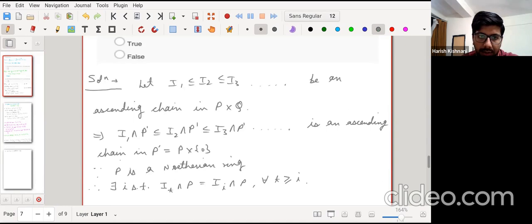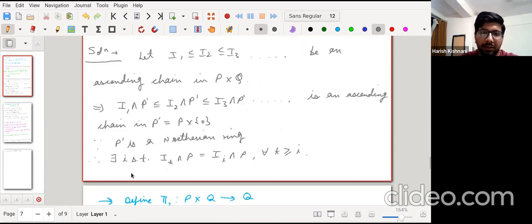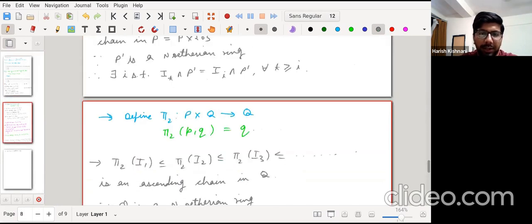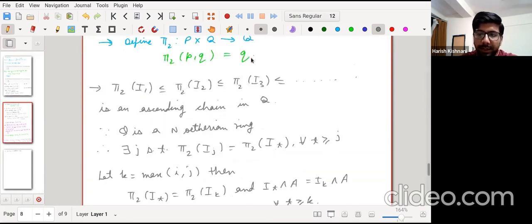Okay. So P is a Noetherian ring. So P dash is just isomorphic to P. So P dash is a Noetherian ring. So you can make the changes accordingly. For projection, we don't have any issue. Projection is inside Q, so it makes sense.